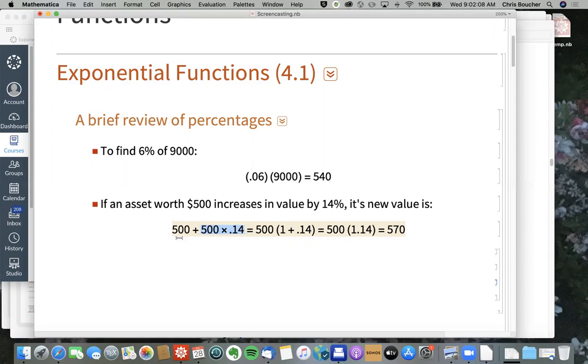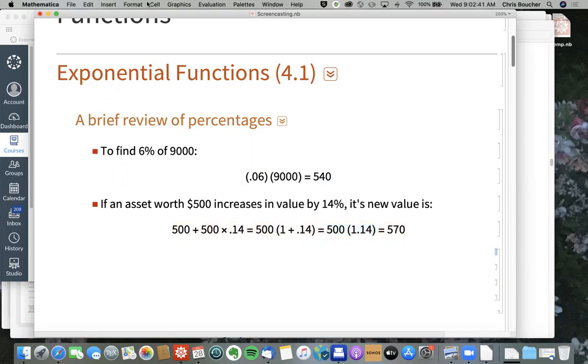And instead of just computing this, and of course you could just put that in a calculator and figure out that the answer is 570, I'm going to do a little algebra here and factor out the 500. So that happens here, right? I pull the 500 out and I'm left with 1 plus 0.14. And the 1 plus 0.14 is 1.14. And so I get this expression here. And this is useful because it gives me kind of a shortcut way to increase or decrease something by a percentage. If I want to increase something by 14%, I just multiply it by 1.14.